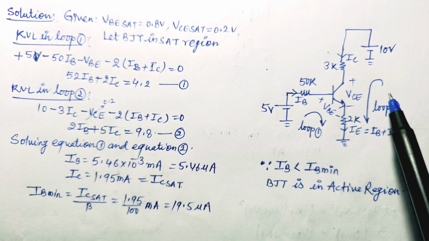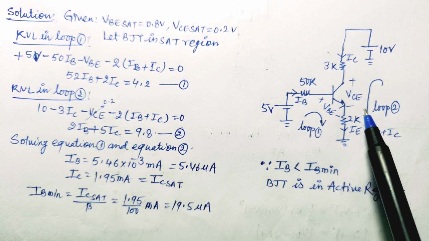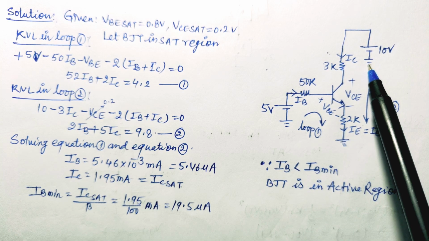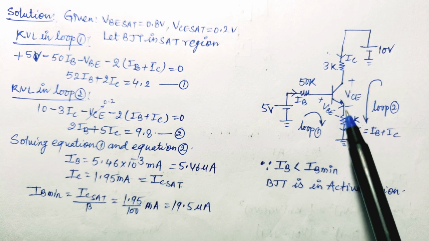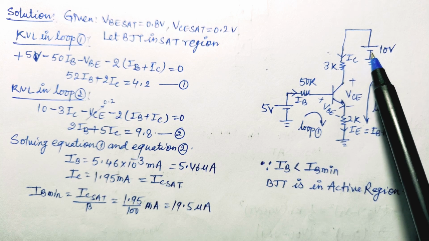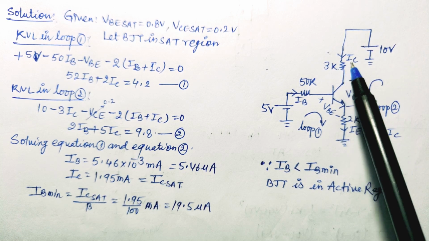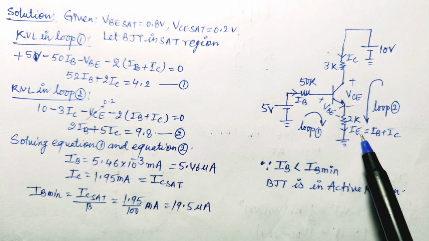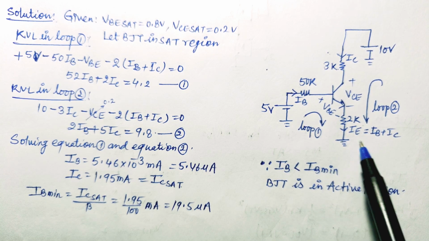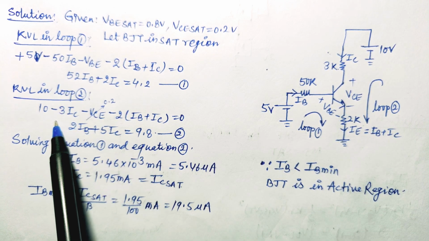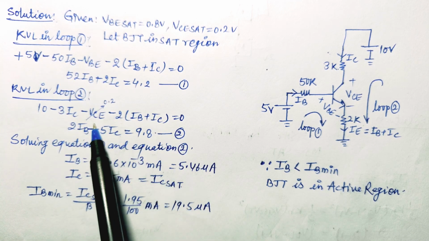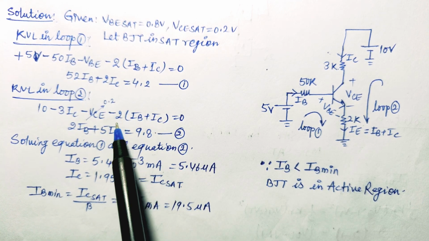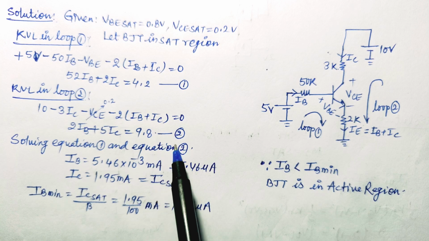Now we will apply KVL in this output loop. Moving from collector to emitter, we get 10 minus 3IC minus VC minus 2 into IE, and IE can be written as IB plus IC. So we write this equation here. We will put VC is equal to 0.2 volt, and equation number 2 can be achieved.